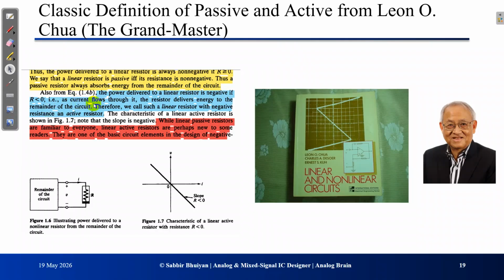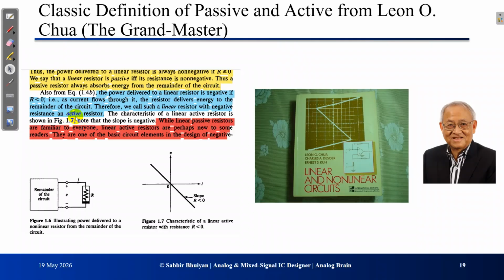As current flows through it, the resistor delivers energy to the remainder of the circuit. Deliver energy, right? Therefore we call such a linear resistor with negative resistance an active resistor. We also saw in lecture 1 that we need negative port resistance to amplify, right? So this negative means active. The whole story starts from this negative resistance.